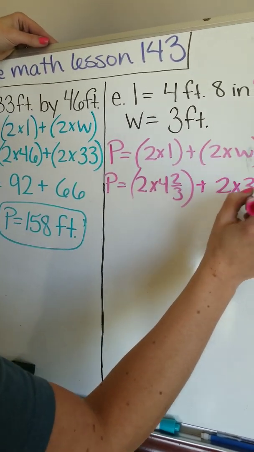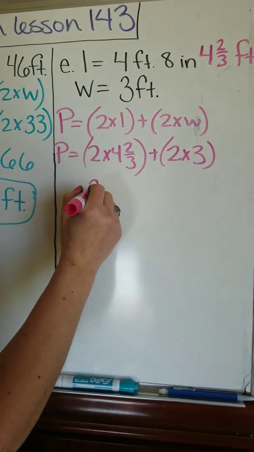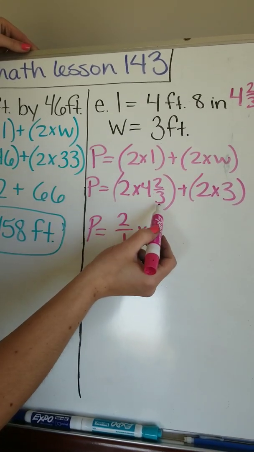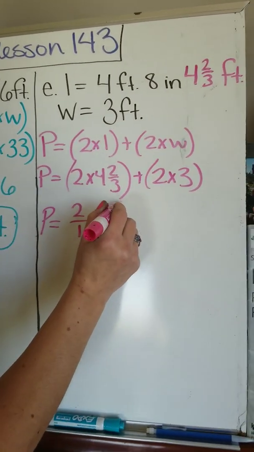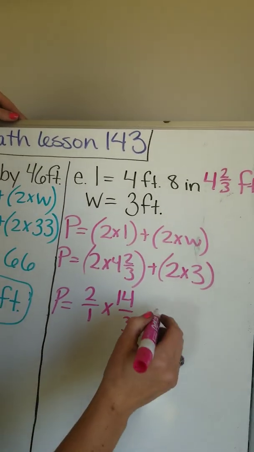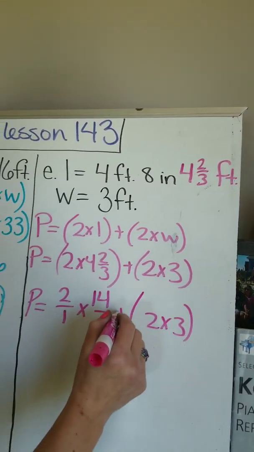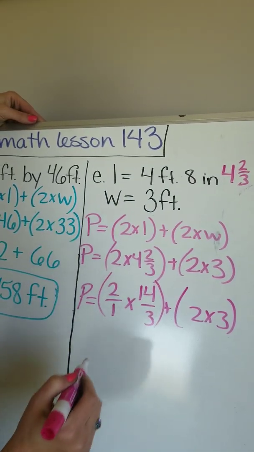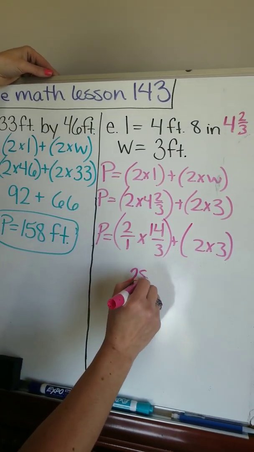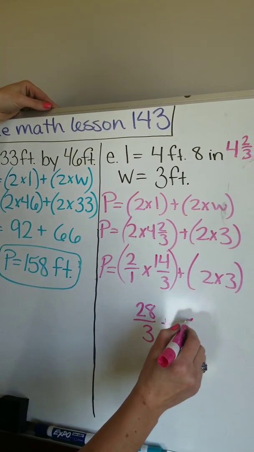No fraction on that one. Okay, so here we're going to have to do a little 2 over 1 times what? 14 thirds. Once again, nothing that I can cross cancel. Okay, this one I'm just going to drop down because this one didn't have any fractions to deal with. We'll solve that in the next one. Okay. So here we are figuring this out. So what's 2 times 14? 28. What's 1 times 3? 3. Plus 2 times 3 is 6.